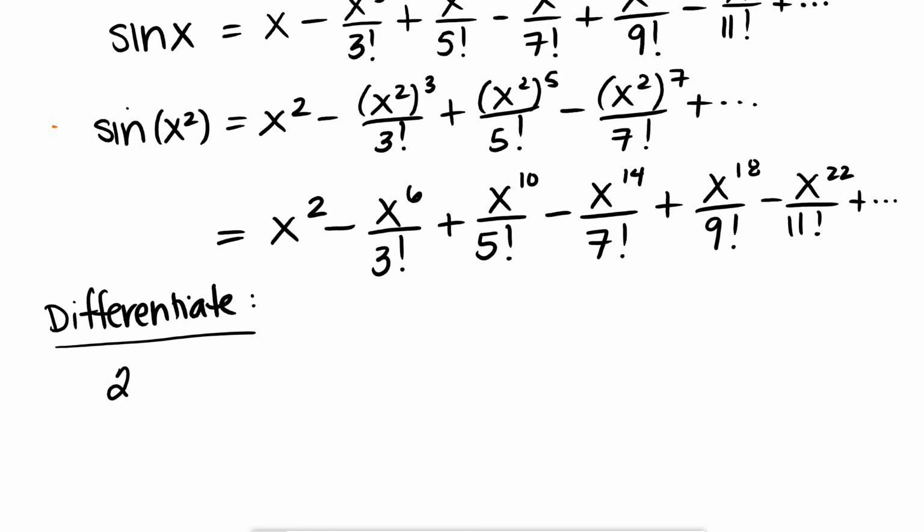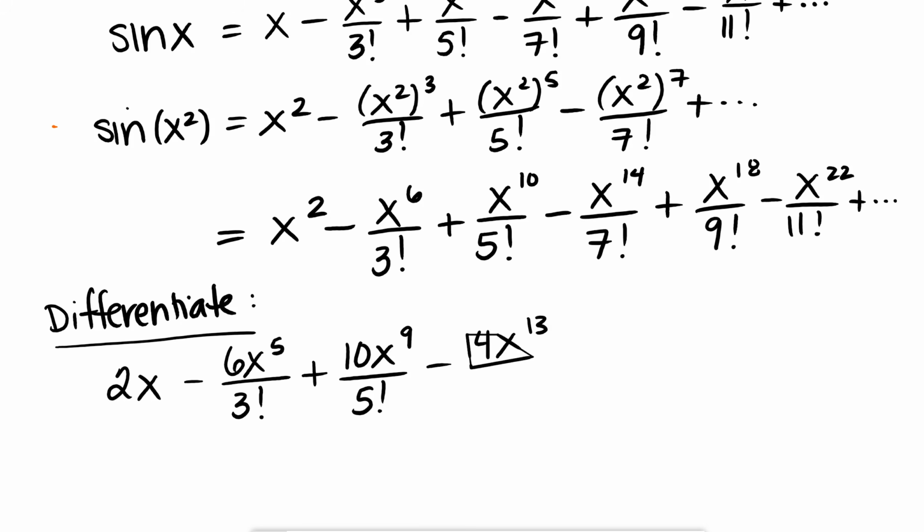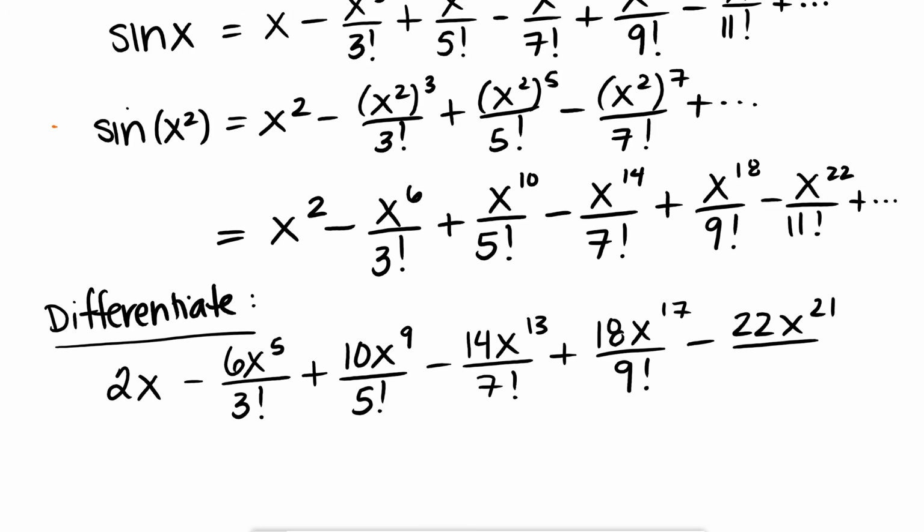If we differentiate, I'm just going to get 2x, minus 6x to the 5th over 3 factorial, plus 10x to the 9th over 5 factorial, minus 14x to the 13th over 7 factorial. Again, I haven't done this one yet, and maybe I'm just being lazy, but I also tried to do this to help you see the process of how you should be doing this.